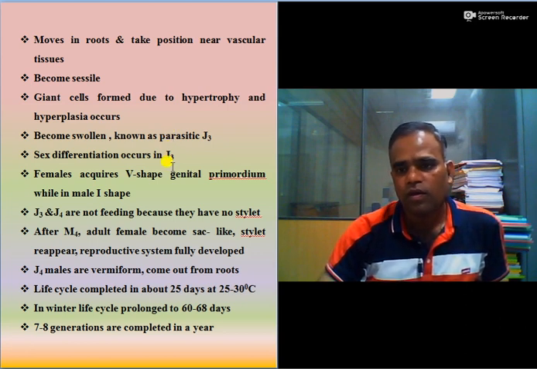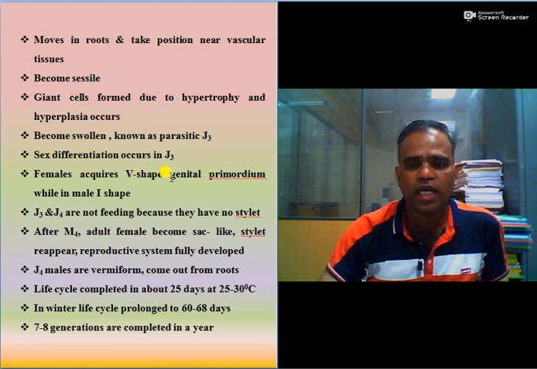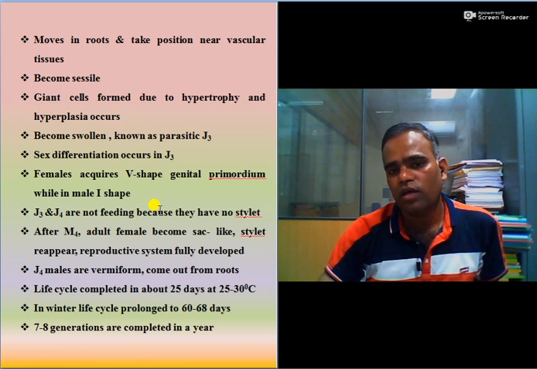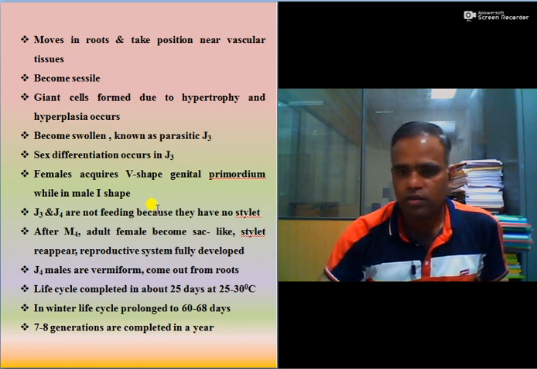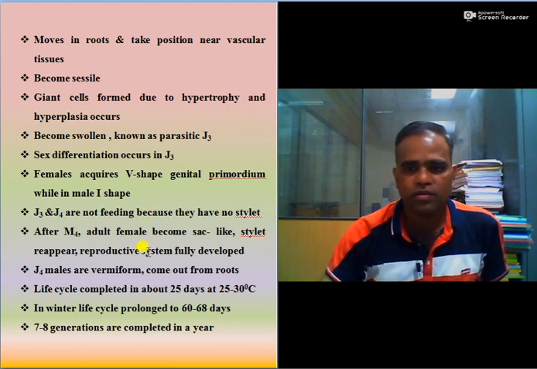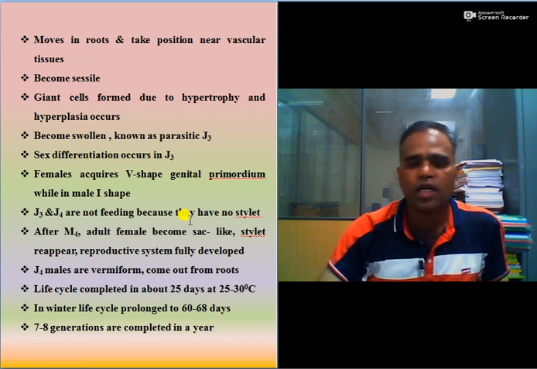Sexual differentiation occurs in this J3 stage, which gives rise to a V-shaped genital primordium in female, while an I-shaped genital primordium in male. J3 and J4 are not feeding because they don't have a stylet. The stylet reappears in the female, and in this way the life cycle is formed, and about 7 to 8 generations are completed in a year.